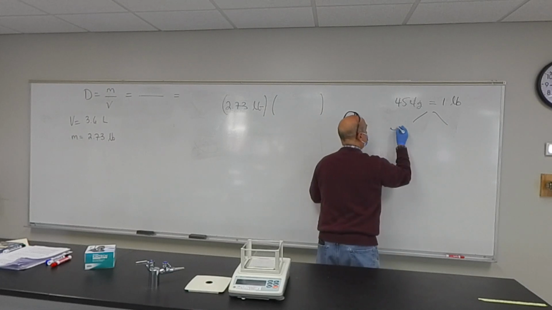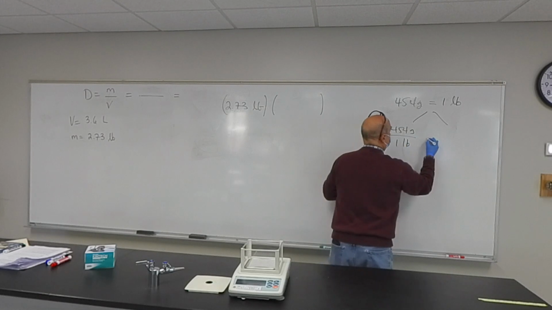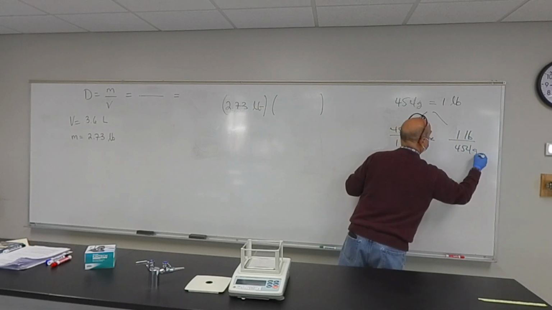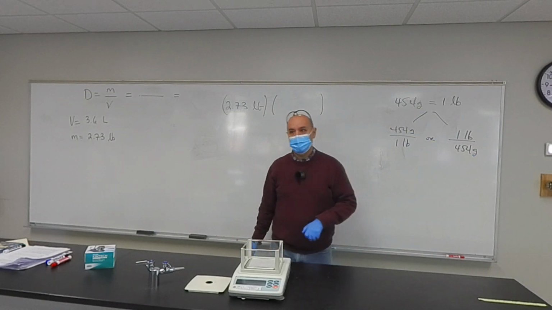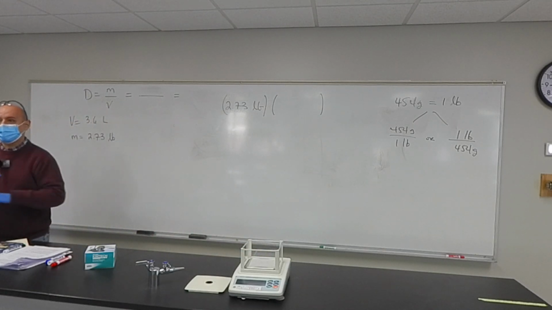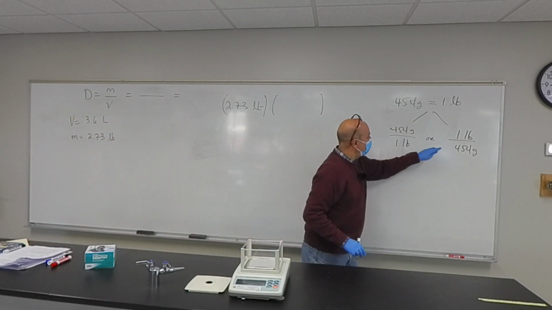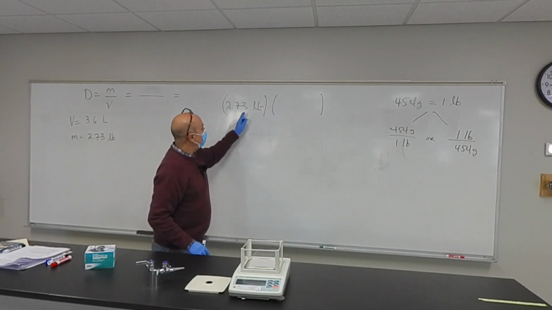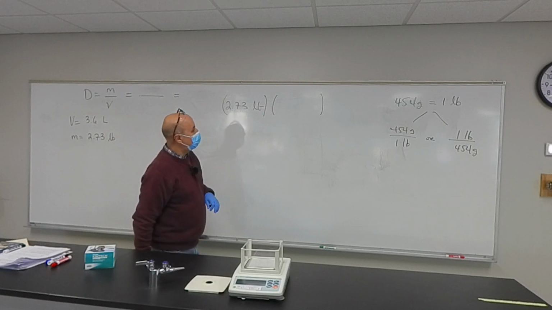Two possibilities: 454 g over 1 lb, or 1 lb divided by 454 grams. So those are the two conversion factors that come from that equality. Every equality yields two conversion factors, always. And they're always ratios. Then you need to choose. You need to choose which one to put here that, when multiplied, cancels pounds and leaves you with grams.